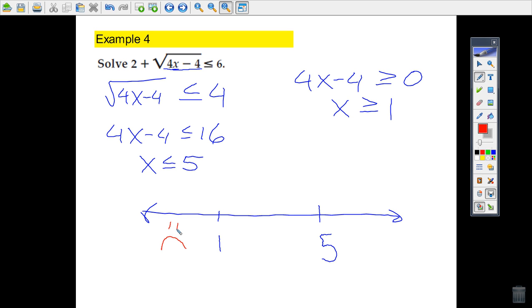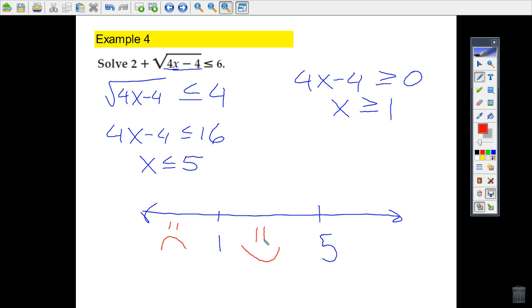How about any number between 1 and 5? 3. So I have 4 times 3, 12. 12 minus 4, 8. Can I take the square root of 8? What will the square root of 8 be about? 2 something, right? Not quite 3, because the square root of 9 makes 3. So will 2 plus 2 something be less than or equal to 6? Yeah, hey. That's good.